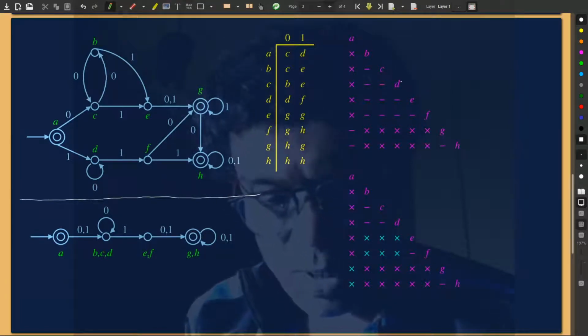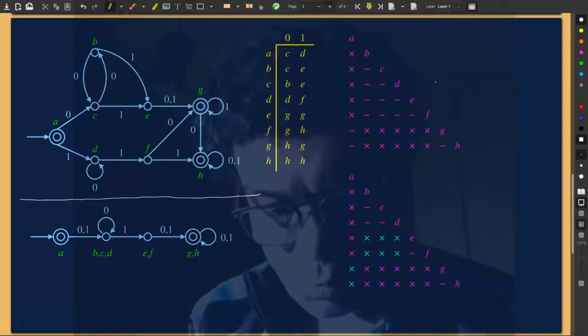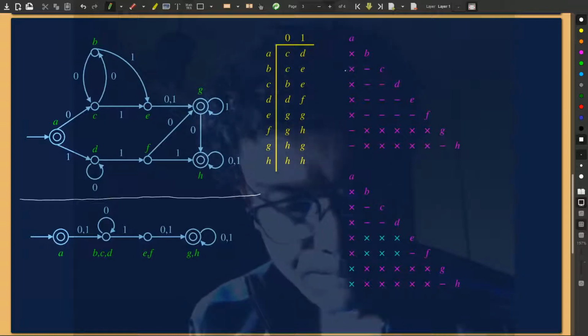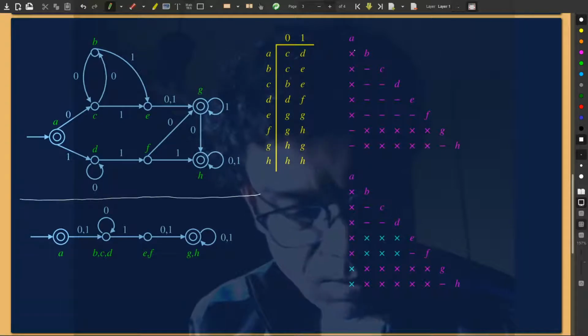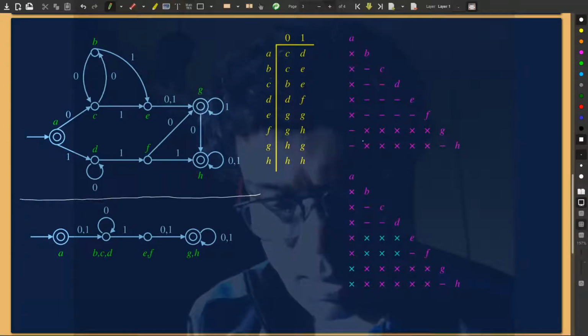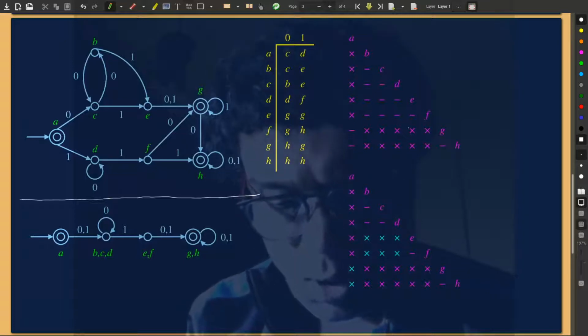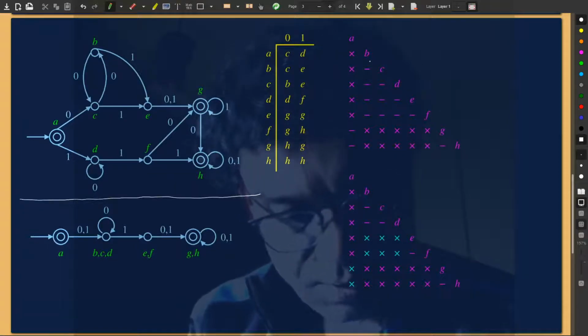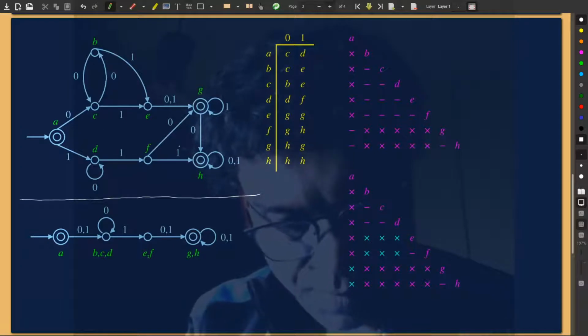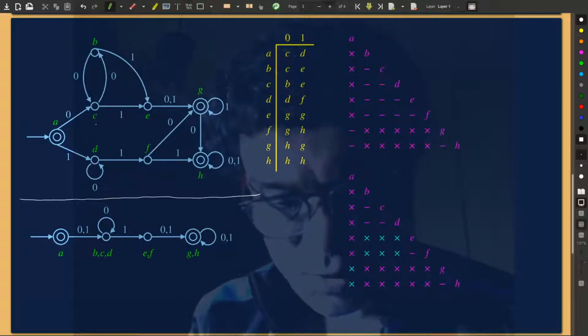Okay, so I will build a two-dimensional table. It stores a total of n choose 2 entries, because there are n choose 2 two-element subsets of the set, where n is the number of states. Here there are 1, 2, 3, 4, 5, 6, 7, 8 states, so 8 choose 2 entries.